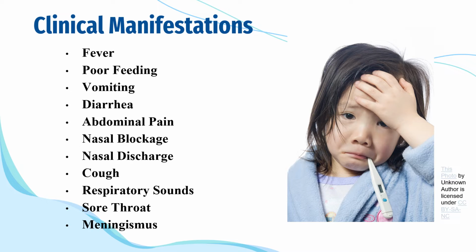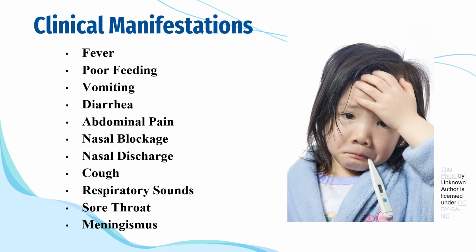Cough is a common feature of an infection, and the different kinds of cough that we'll learn about later will clue you in onto what's going on. Respiratory sounds, such as, like we said, a cough, hoarseness, grunting, stridor. On auscultation, you can hear wheezing, crackles, or absence of breath sounds.